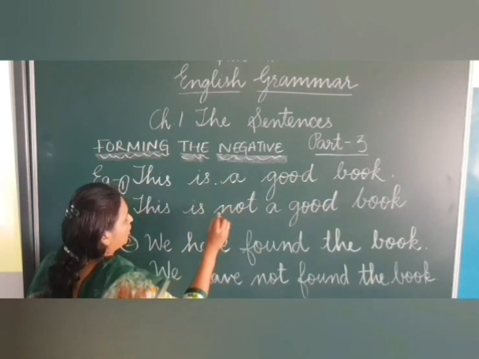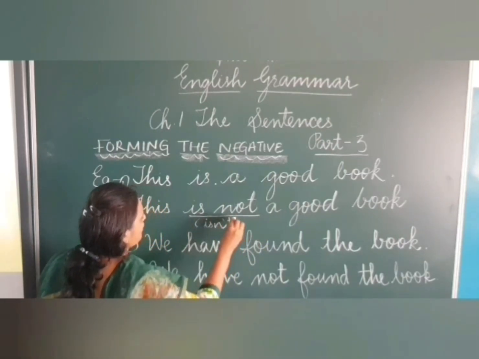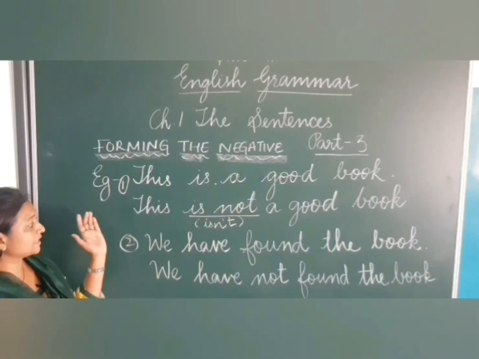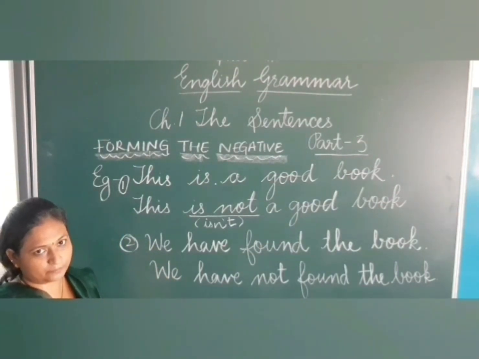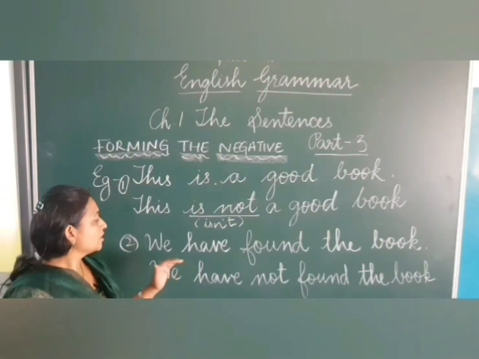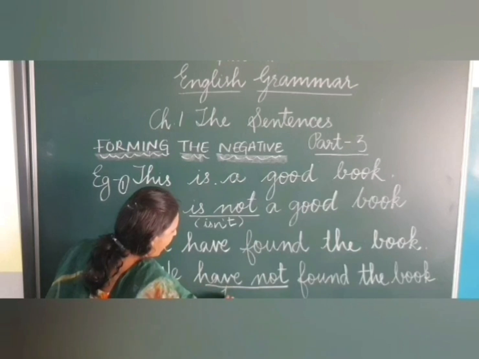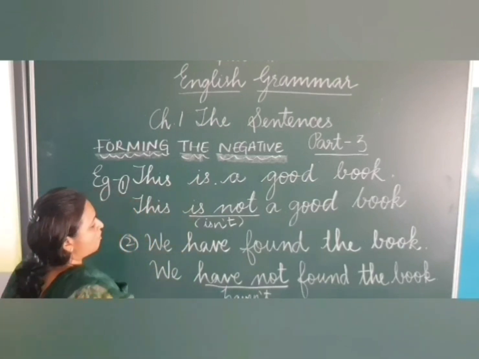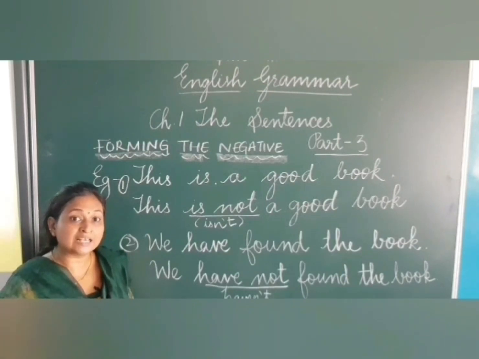Is के बाद लगेगा not. So, same thing, is not can be written as isn't also. What is the short form of is not? Isn't. So, either you can write this is a good book can be written as this is not a good book, or this isn't a good book. Okay. Second one, we have found the book. So, how you can write? We have not found the book. And have not को कैसे लिख सकते हैं? Haven't. H-A-V-E-N-'-T. So this becomes the short form of have not, and we call it as haven't. Is not is said as isn't. Okay.